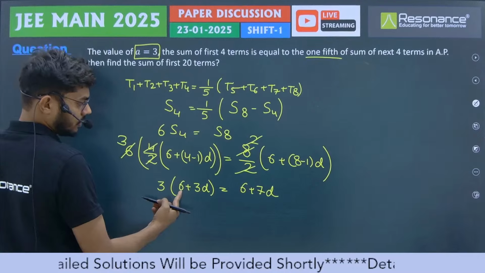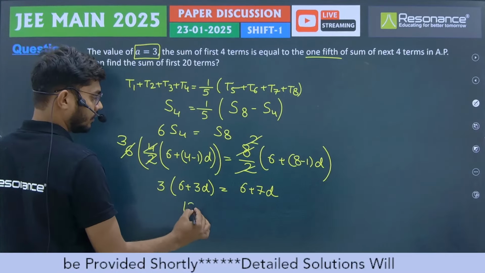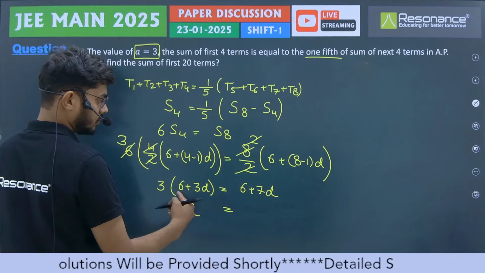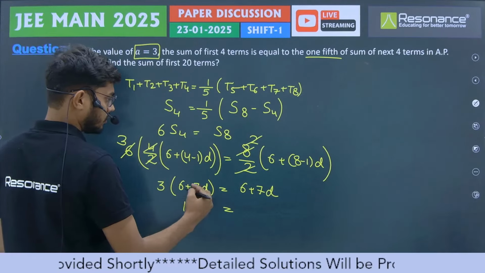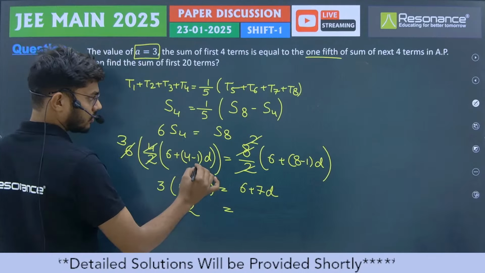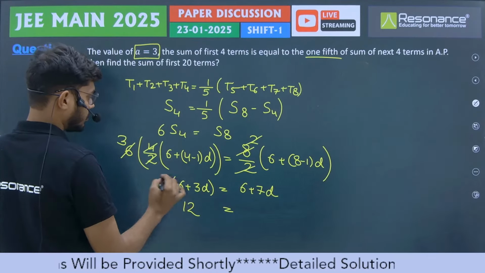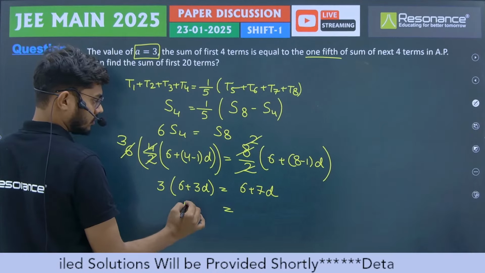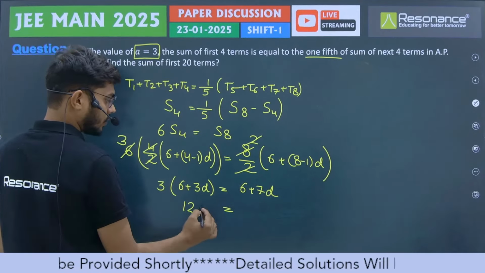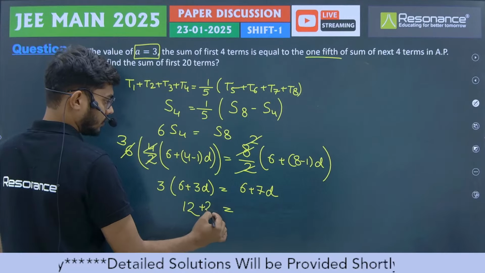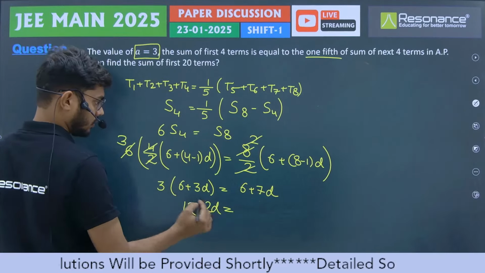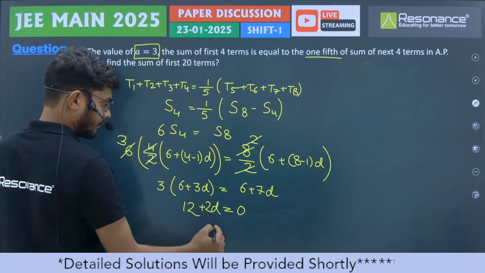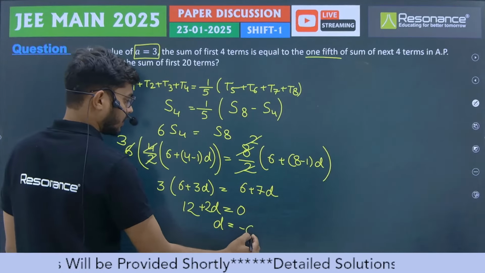That will be 18, 18 minus 12, so it will be 9, 9 plus 2, 7, 2D. D is going to be minus 6.